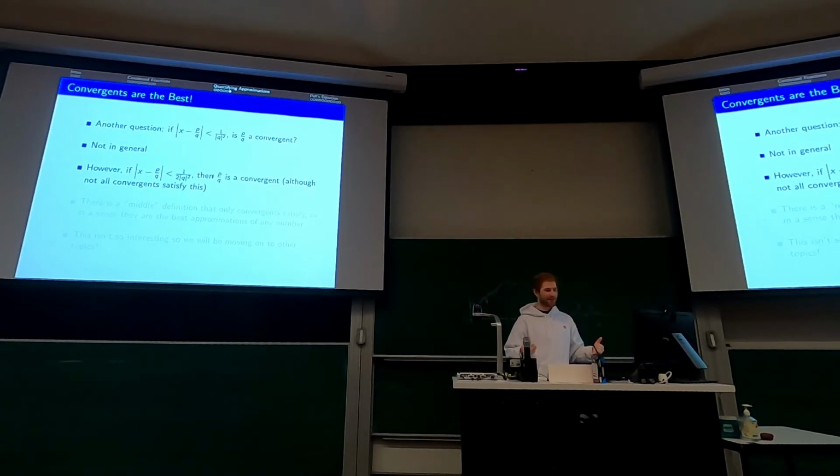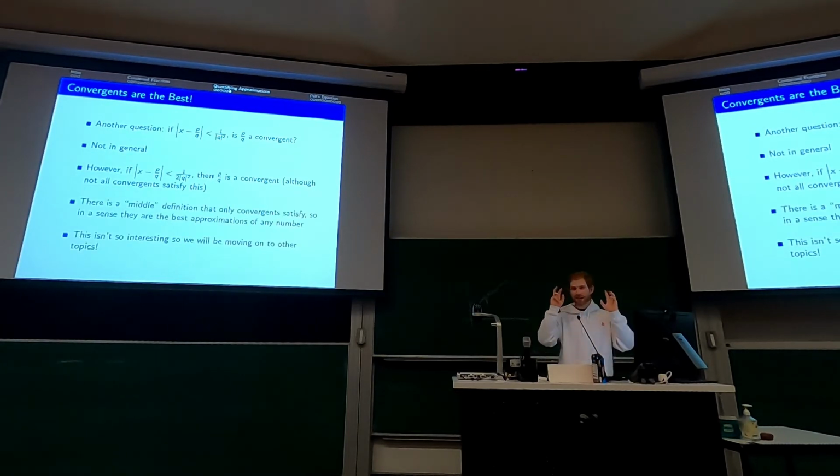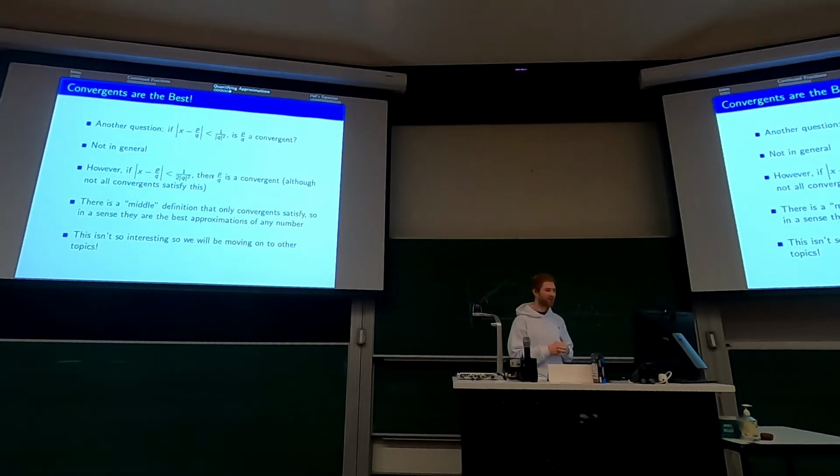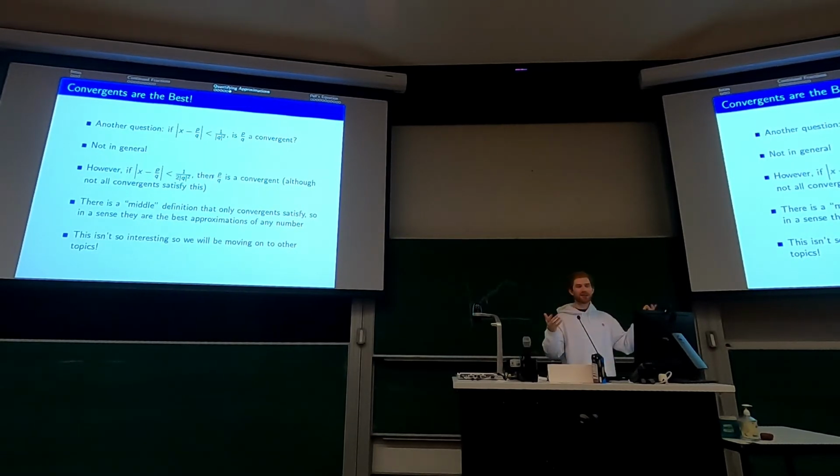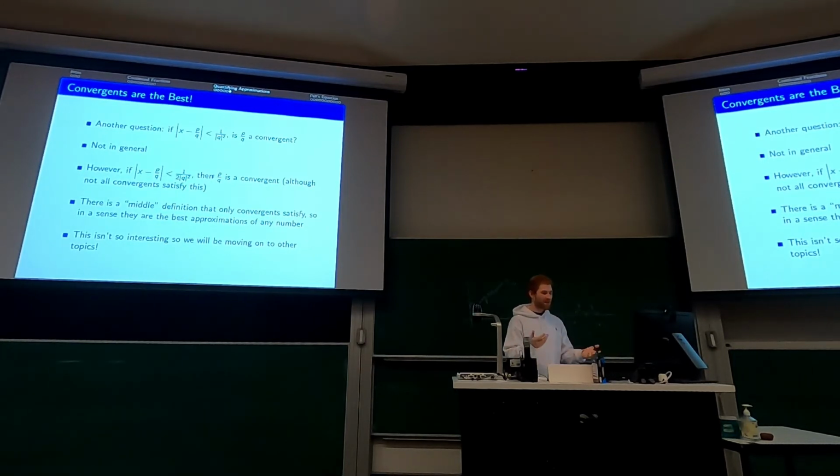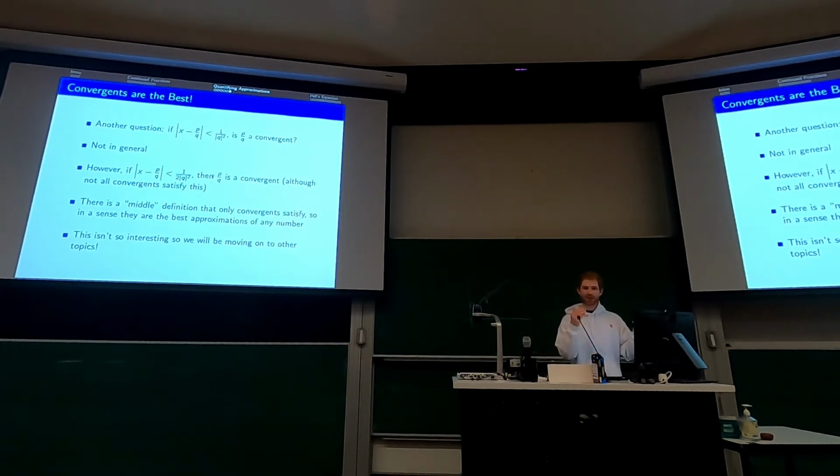But I guess the problem with this one is that not all convergents satisfy this. So there are some convergents we leave out in this definition. Now, there is a middle definition kind of between these two that only convergents satisfy, and so they're in some sense the best approximations to numbers. But we're going to go in a bit of a different path. Just for now, know that convergents, hopefully you've got a sense that these are really good, and somehow, if you define it properly, they are the best approximations to rational numbers.